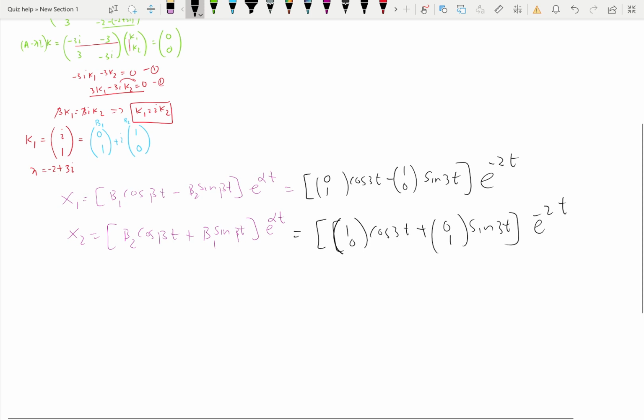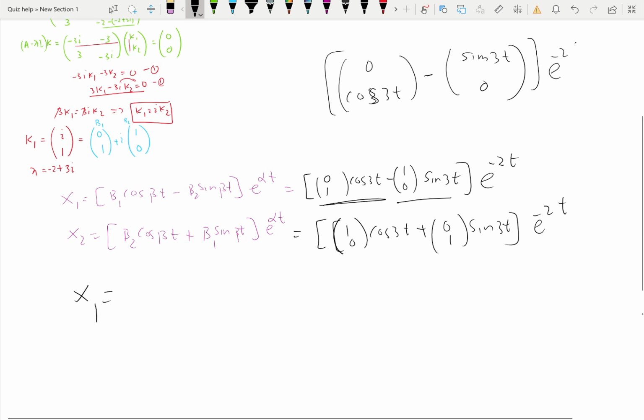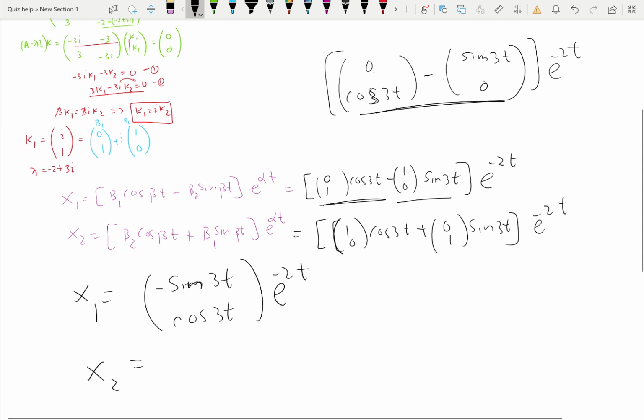Now let's simplify x1 further. This vector can be written as (0, cosine 3t), minus this vector, which can be written as (sine 3t, 0), and then you multiply the whole thing by e to the negative 2t. Now you subtract these two vectors. So what we get is one vector: 0 minus sine 3t is minus sine 3t, and cosine 3t minus 0 is cosine 3t, times e to the negative 2t. So that's x1.